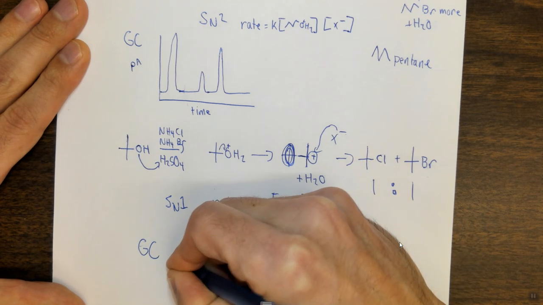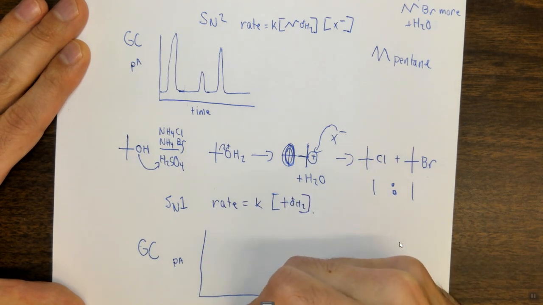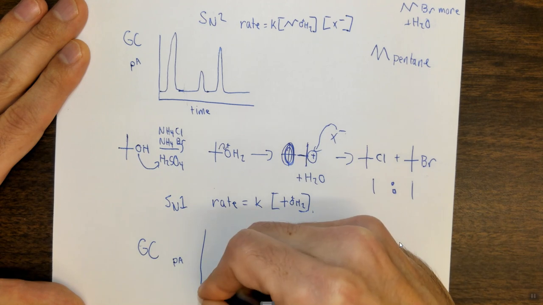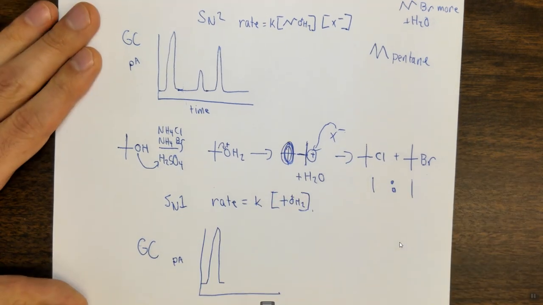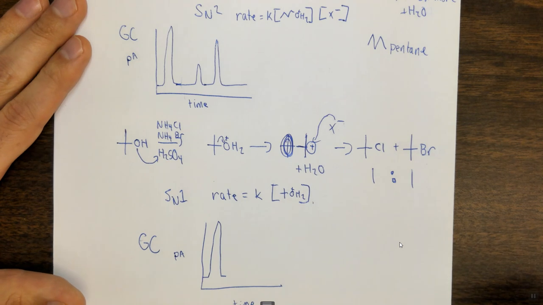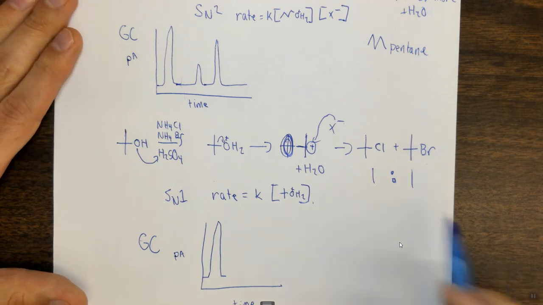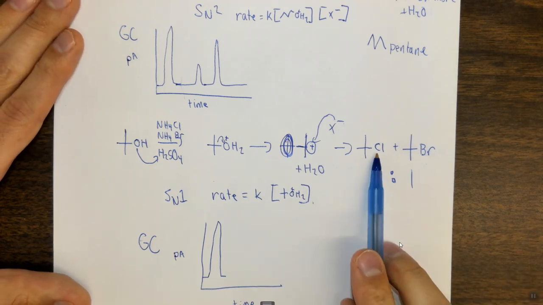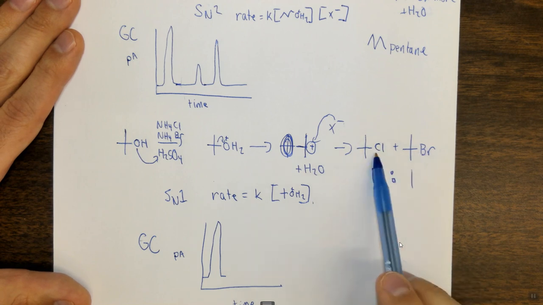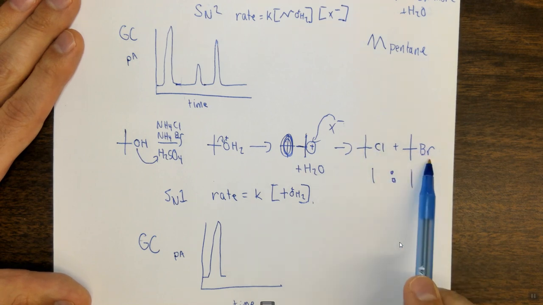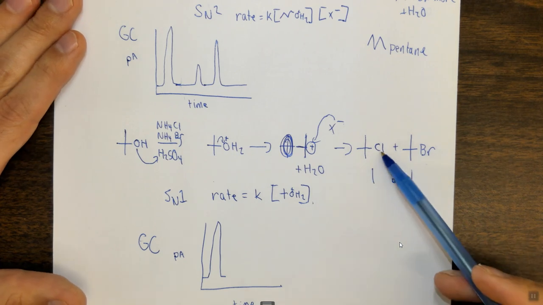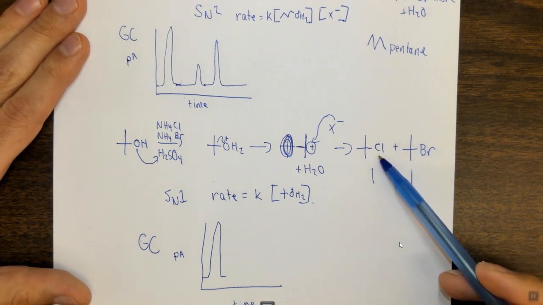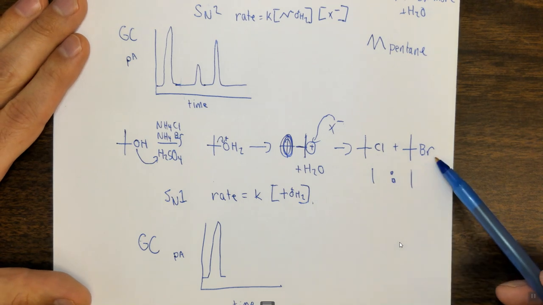Let's look at the GC of this one. Here we have picoamps, and here we have time again. We're again going to have a large pentane peak, which you may or may not see in your spectrum, depending on how we have it set up. But this time, the chloro product's still going to come first. These are still the same molecule, only differing by chloro and bromo. Chlorine is a smaller atom with weaker dispersion forces, so it is going to have a lower boiling point. The bromo is bigger with a higher boiling point.